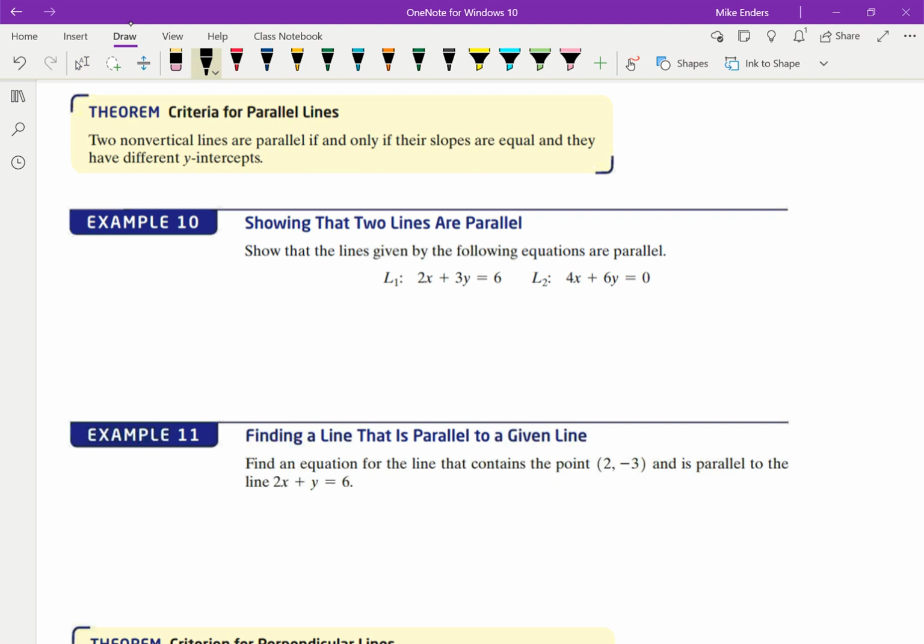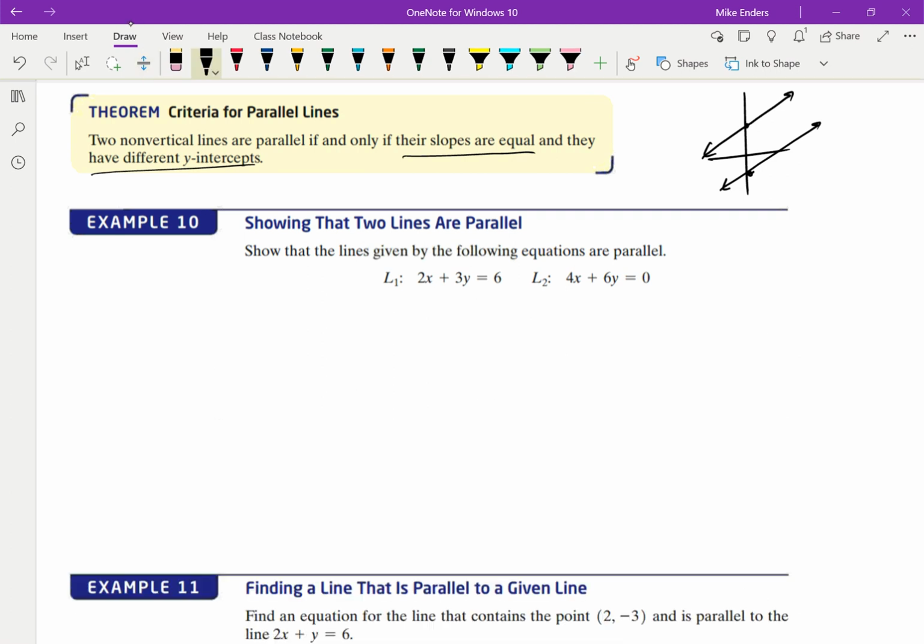So our official theorem here is: 2 non-vertical lines are parallel if and only if their slopes are equal and they have different y-intercepts. So what does that mean? What that means is I've got to be going up at the same rate, starting from 2 different points. Okay? So if I go up at the same angle, hopefully it makes some sense that they're never going to end up crossing each other.